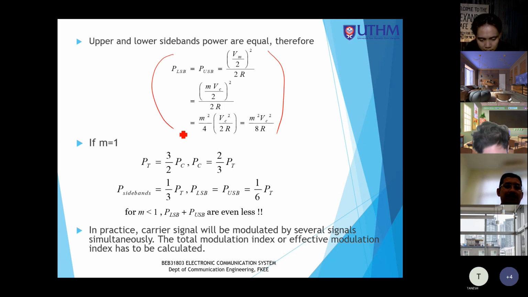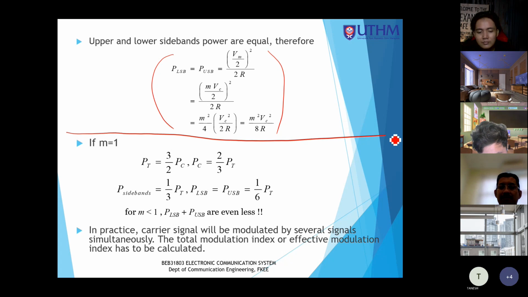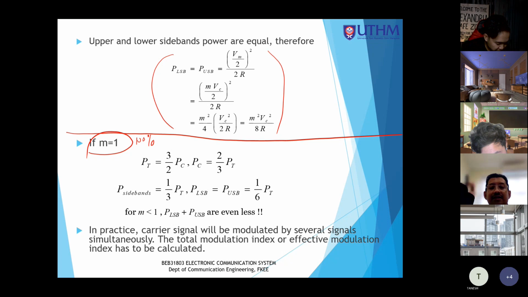Okay. Untuk gambar yang untuk yang bawah ni if M equal to 1. Apa maksud dia kalau M bersamaan dengan 1? So M bersamaan 1 means that 100%. That means that this is an ideal scenario. Macam mana dalam ideal scenario? Apakah yang berlaku sebenarnya untuk total power?